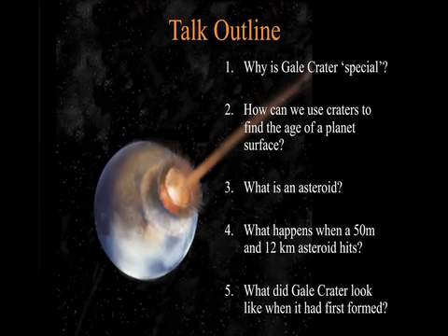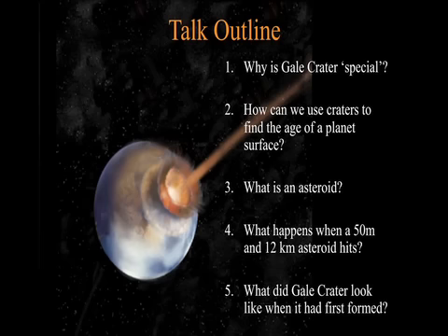The first is what happens when a 50-meter asteroid hits the Earth, and the second is what happens when a 12-kilometer asteroid hits the Earth. Now that's a very specific number. The 12-kilometer is about the size of the asteroid we'd expect to create a crater the size of Gale Crater. And so I'll finish off on what Gale Crater looked like when it had first formed.